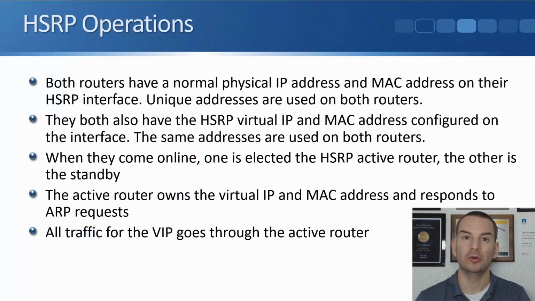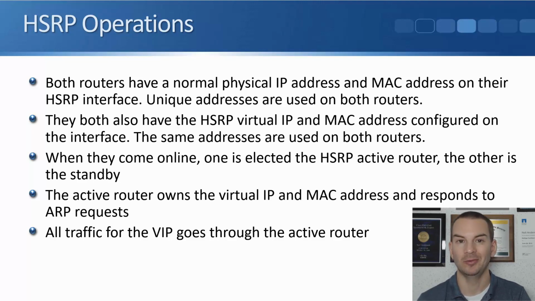Both routers have a normal physical IP address and MAC address on their HSRP interface. Unique addresses are used for the physical addresses on both routers. If you wanted to check that, you could do a show interface on the interface. You'll see the IP address and the MAC address are going to be different on both. They both also have the HSRP virtual IP and MAC address configured on that interface. The same addresses are used on both routers here.